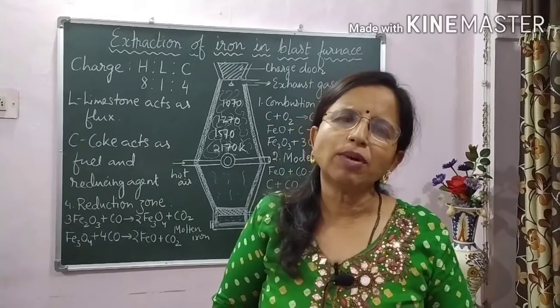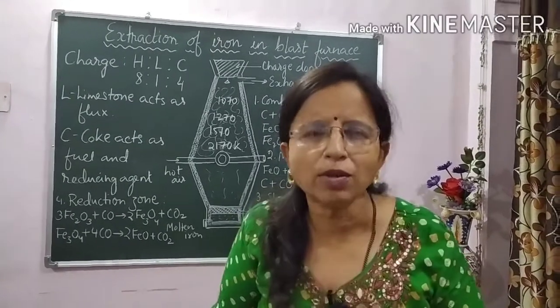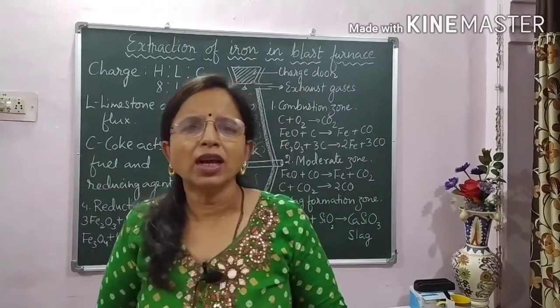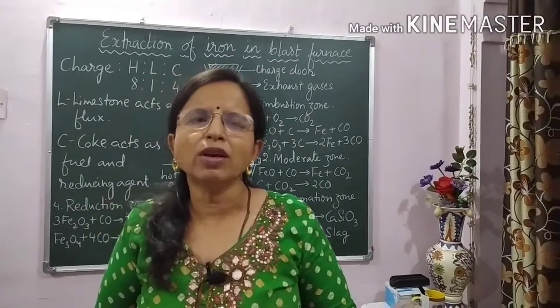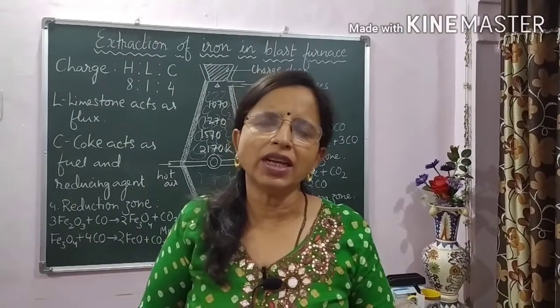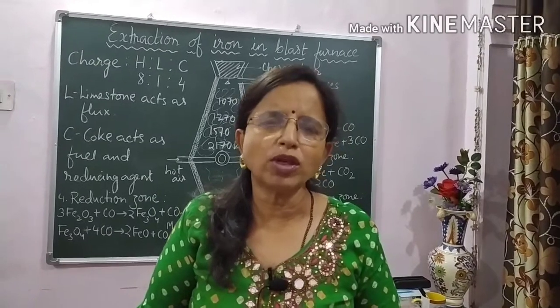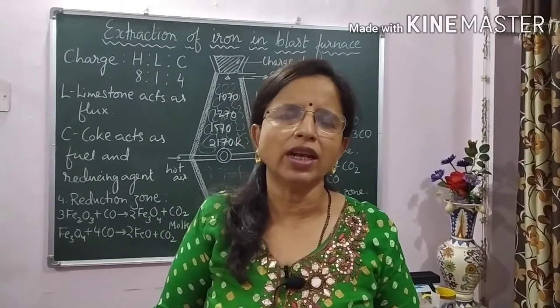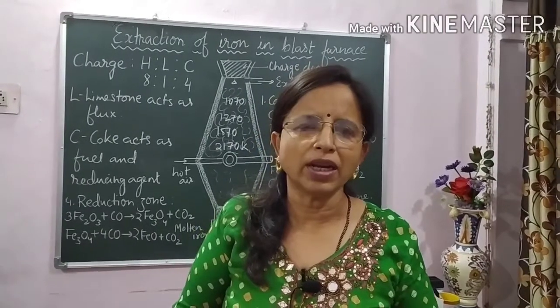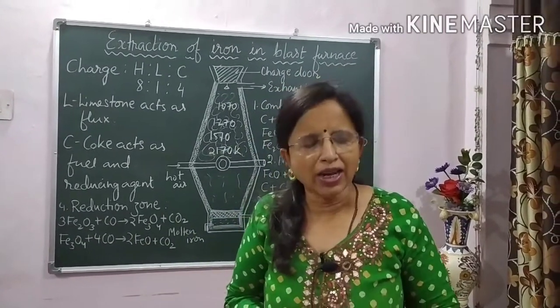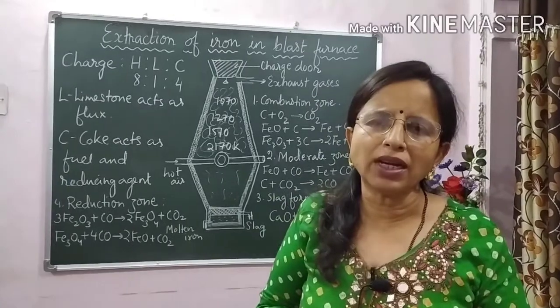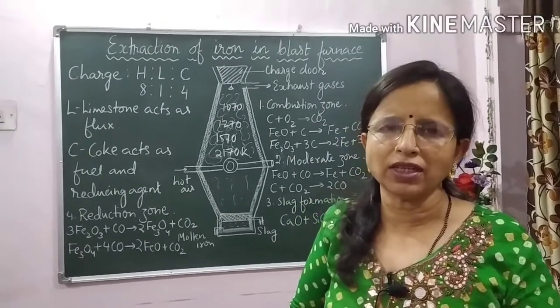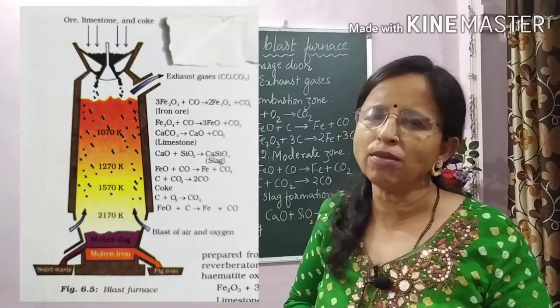So what is meant by smelting? Smelting is the process in which the ore is mixed with flux and reducing agent and heated. A correct proportion of ore, flux and reducing agent is heated together. That is called as smelting. So the iron is extracted by the smelting process in blast furnace. The furnace is called as a blast furnace.